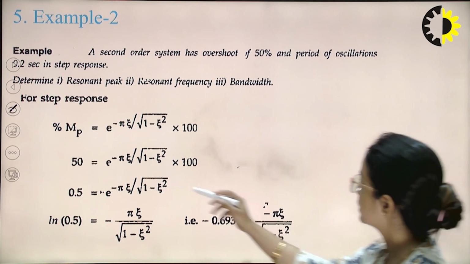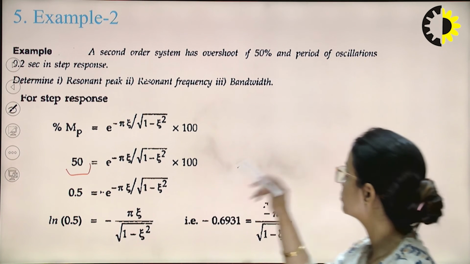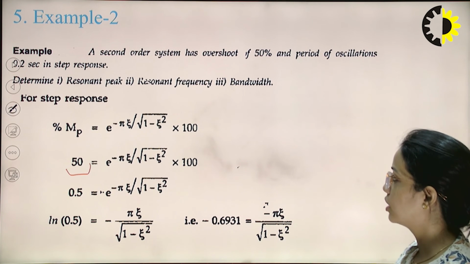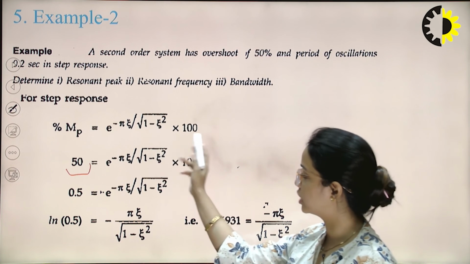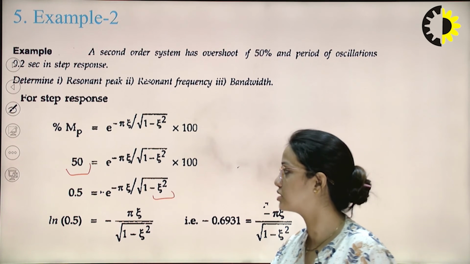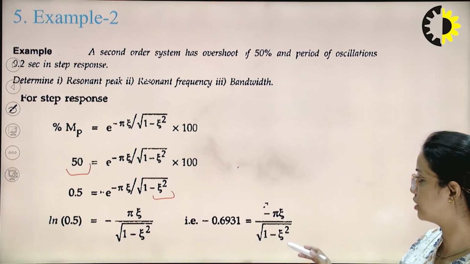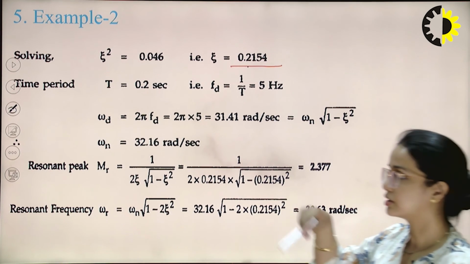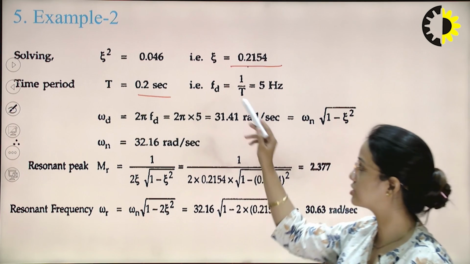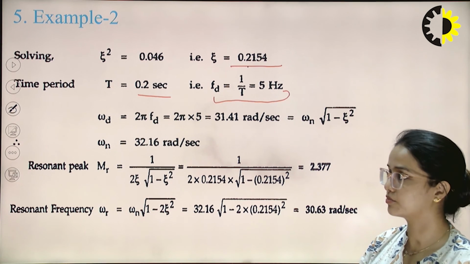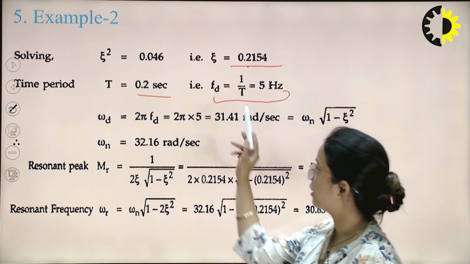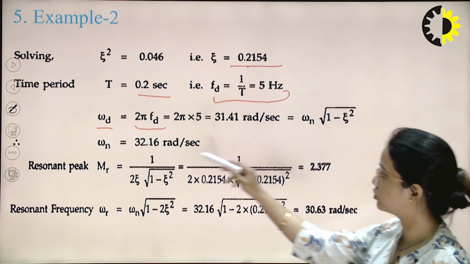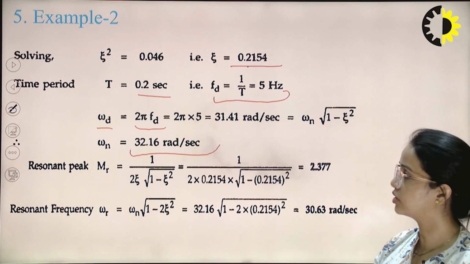Particularly in this question, for the second order system, the overshoot is given, and the period of oscillation is 0.2 in the step response. From this equation itself we can calculate the value of zeta using natural log. So in this question we are calculating zeta as this. Now the value of T has been given. For this, fd can be calculated like this. For a particular value of fd, we have omega d as 2 pi fd, and we get omega n as 32.16.